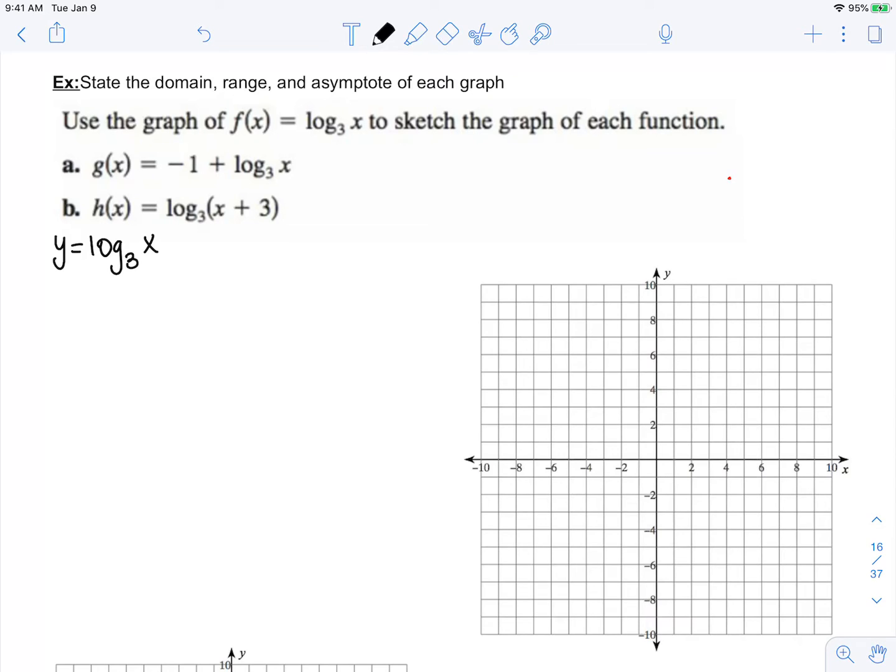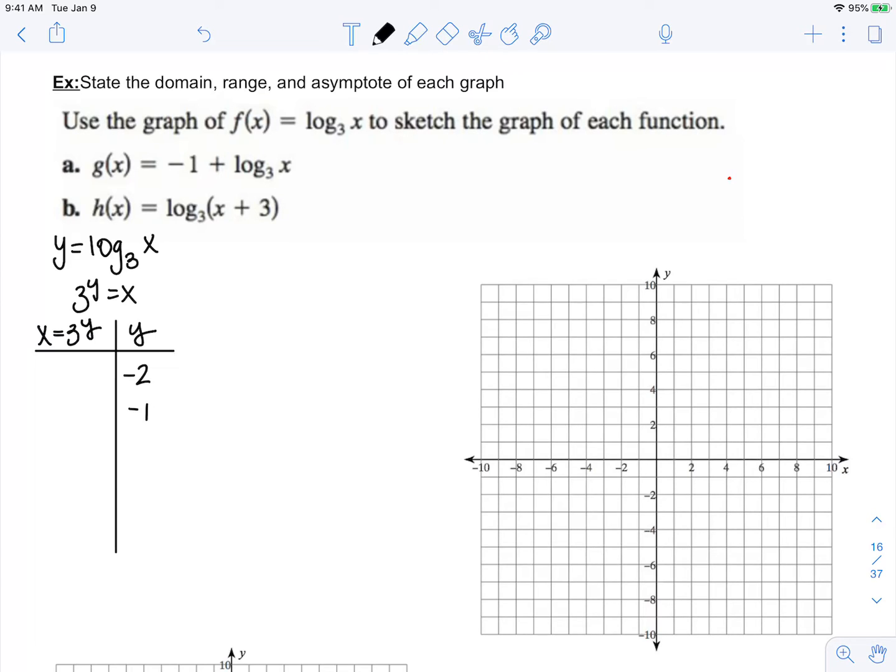base 3 of x. Remember, I could rewrite this in exponential form, which tells us that 3 to the y equals x. So if I'm making my table of values, I'm going to plug in y values to find my x values. Because x equals 3 to the y, so my y value will help us figure that out.